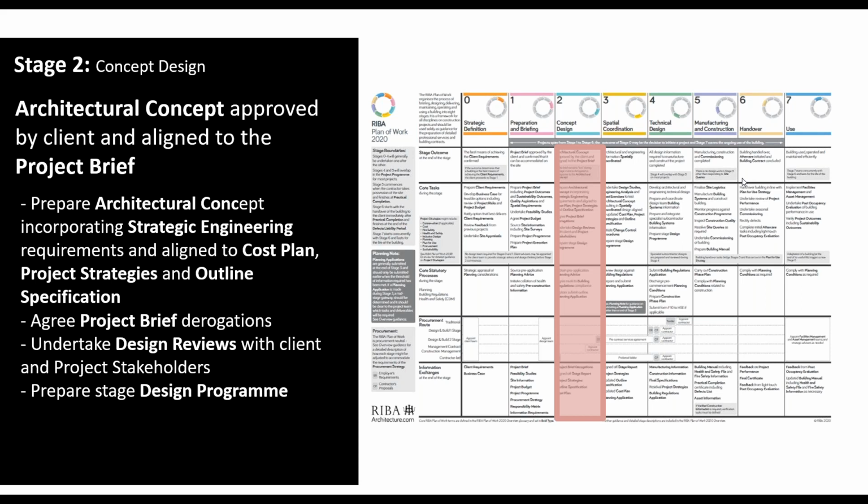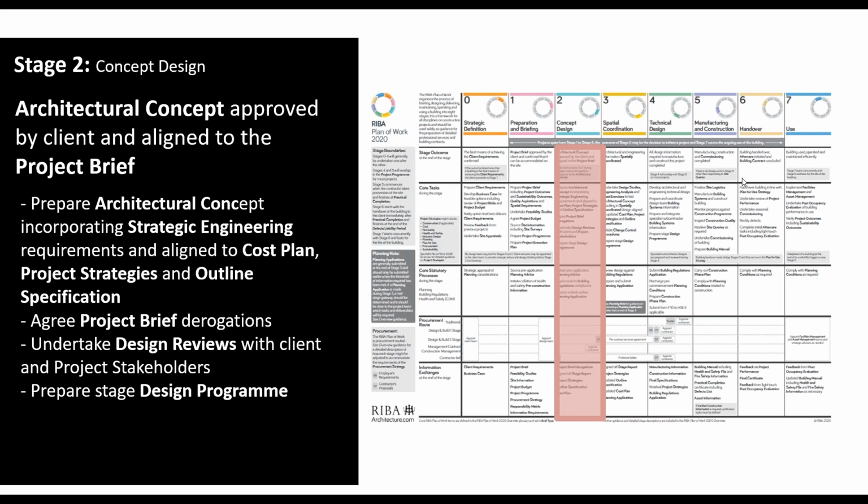But of course, an architectural concept can't exist in isolation. There needs to be some strategic engineering. We need to figure out that that concept design is achievable to the cost plan. We need some project strategies. We need a specification because that obviously impacts on the cost plan. And all of these things need to come together.